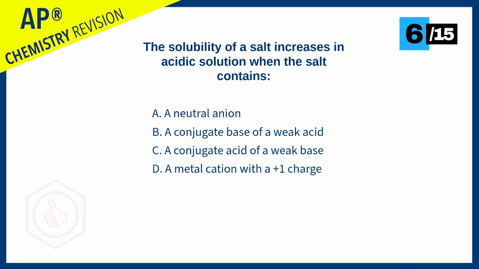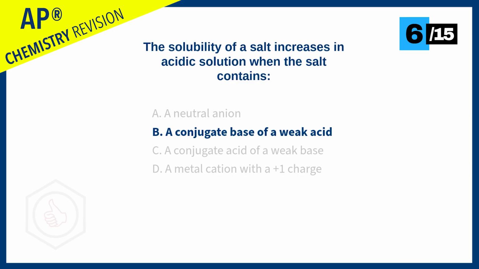The answer is a conjugate base of a weak acid, because the acidic solution provides H+ ions that will combine with the conjugate base ions A- to form the weak acid HA. This will shift the equilibrium for the dissolving of the salt in the forward direction to replace the A- ions that have combined with H+ to form HA, meaning more salt will dissolve in the solution.